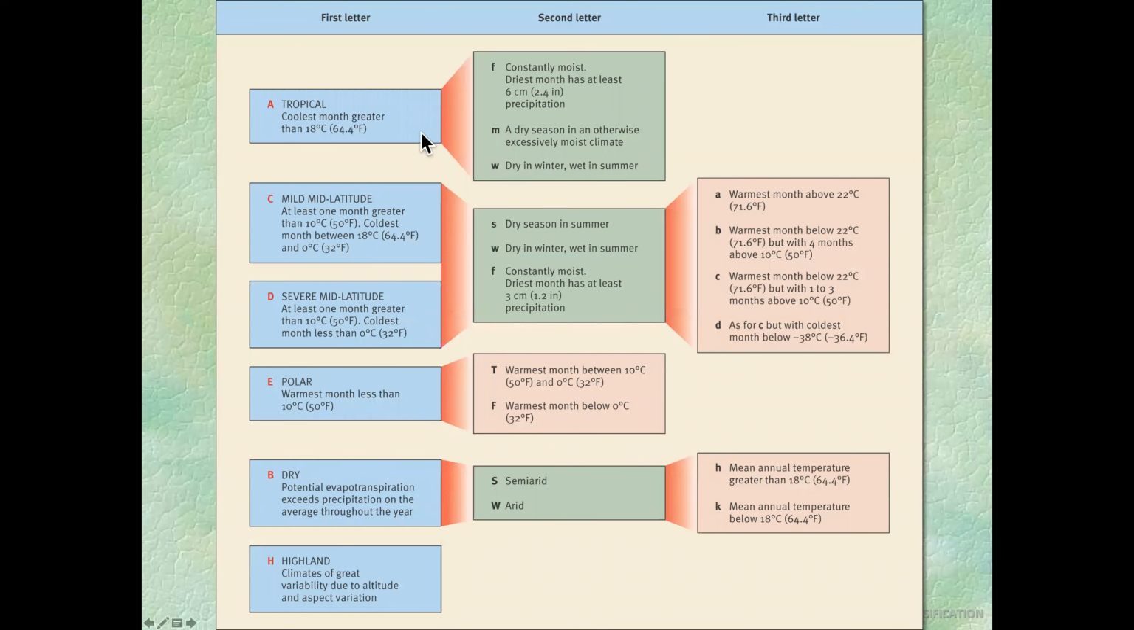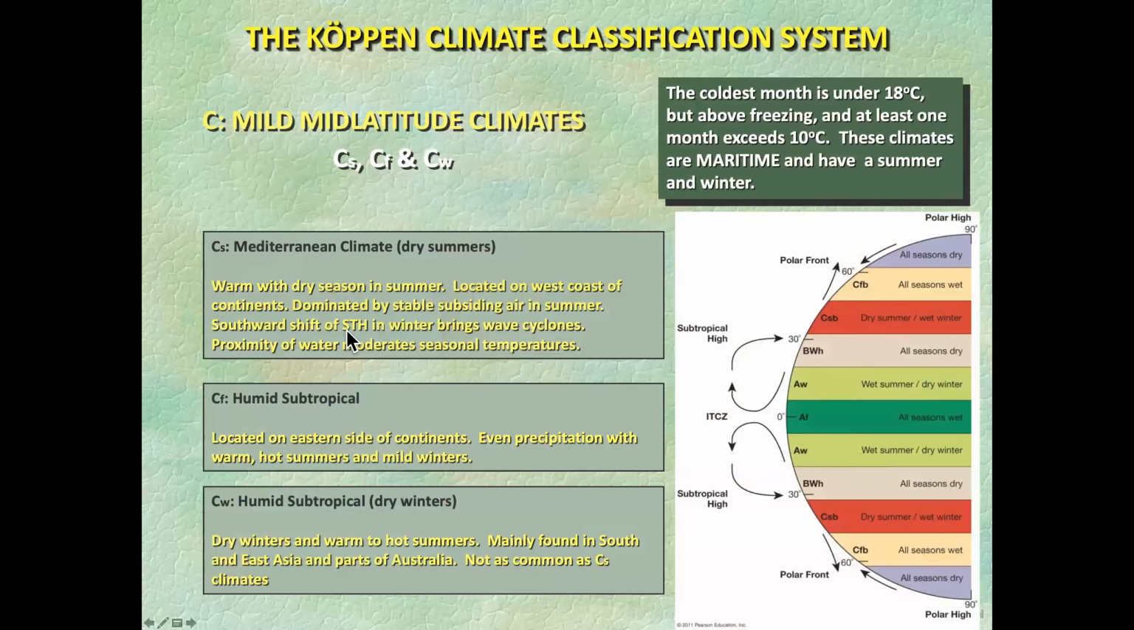Again, a review of the lettering, pretty straightforward to follow. These are the C climates. Most of humanity is found in C climates. Not all, but the majority. United States, China, parts of India, Europe.